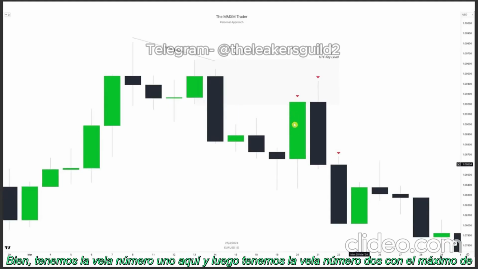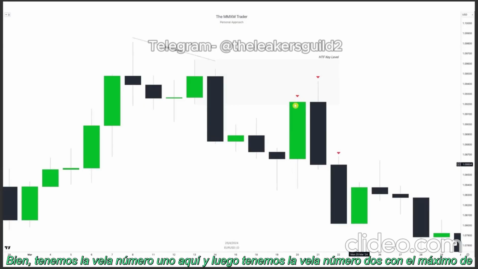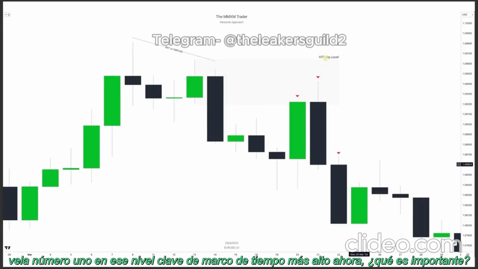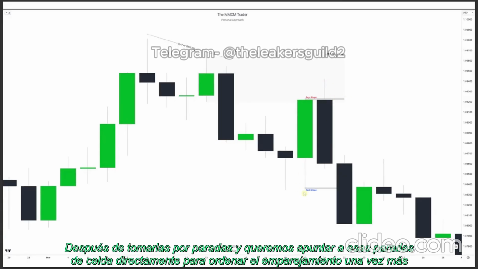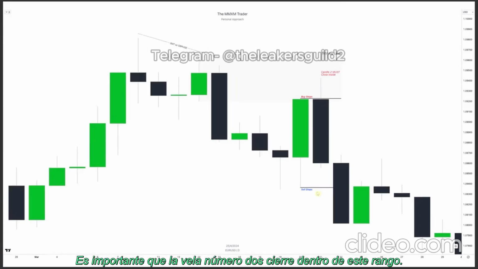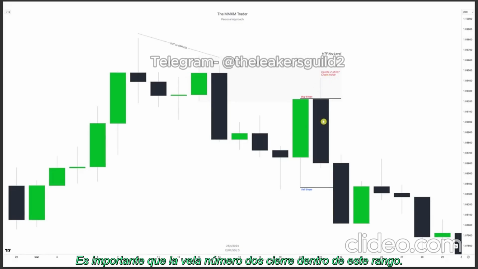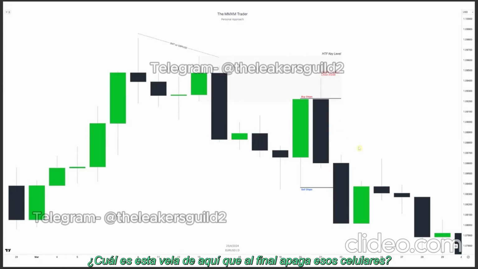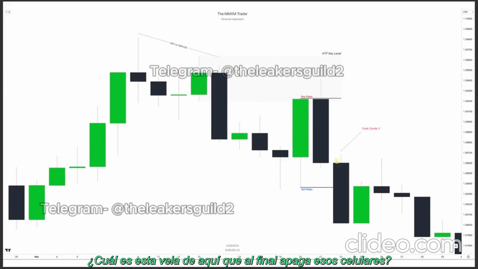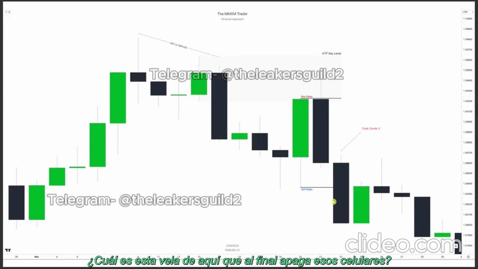We've got candle number 1 over here, and then we have candle number 2 raiding the high of candle number 1 into that higher time frame key level. Now what is important after we take those buy stops and we want to target those sell stops? The order pairing, once again: it is important that candle number 2 must close inside of this range. That is a must. And then we can focus on the third day, which is this candle over here, taking out those sell stops in the end.